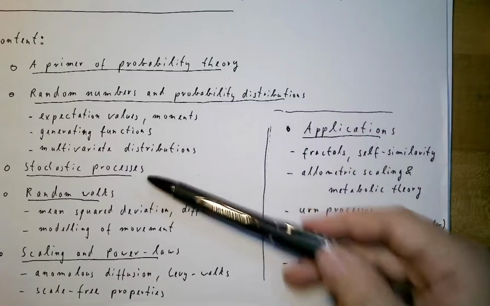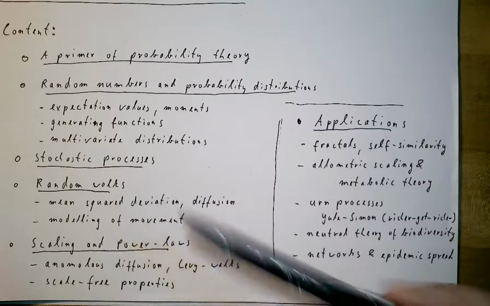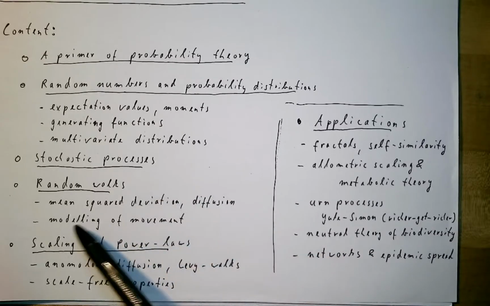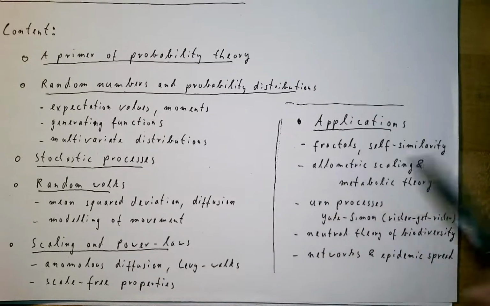Then we looked at stochastic processes. We had dynamics. We looked a lot at random walks, where we looked at the mean square deviation. We saw how we could model the movement of animals by this. And then we came to scalings, power laws. We looked at Levy walks, anomalous diffusions, where we have movements or properties defined by critical exponents. We looked at scale-free systems, and then we came to fractals, self-similarity, and here this allometric theory, metabolic theory.